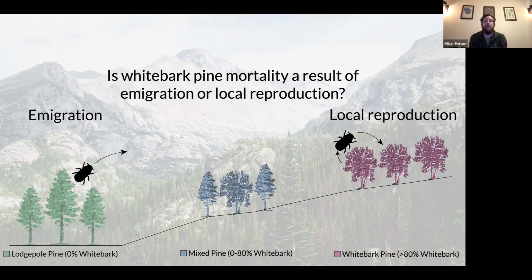Okay, so because mountain pine beetle is expanding into whitebark pine, we wanted to know whether this was a result of emigration, where beetles would transition from their endemic to their epidemic phase within lodgepole pine and then expand upward in elevation due to host depletion of lodgepole pine, or whether beetles were able to transition from their endemic to their epidemic phase entirely within whitebark pine stands, which would be pretty bad in the context of this system.